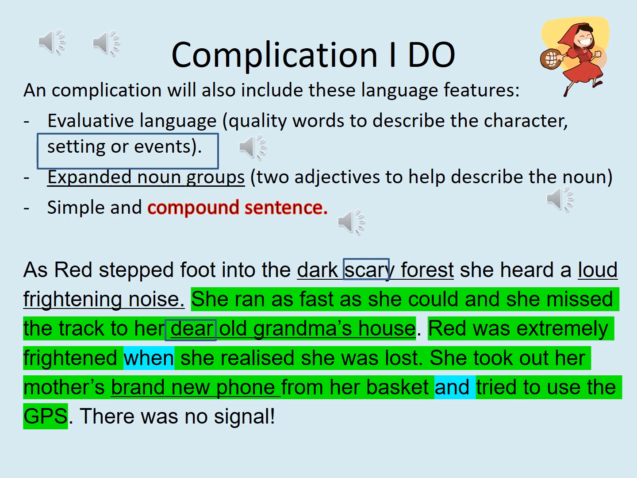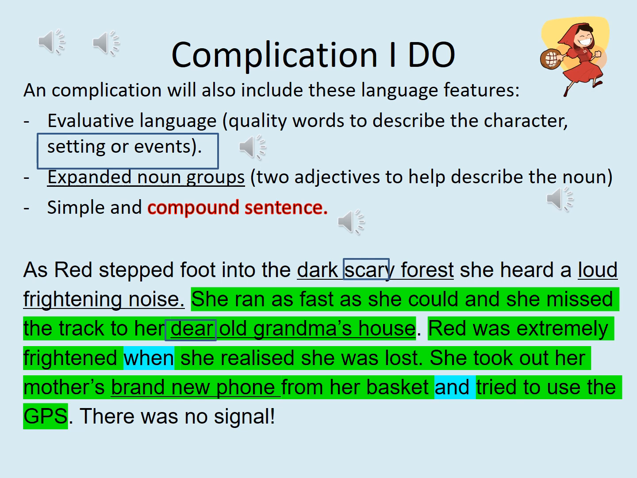Then we have the word dear for dear old grandma's house. So we describe the grandmother by being dear. That means Little Red Riding Hood really loves her. So she is dear to Red Riding Hood's heart. So that is evaluative language.